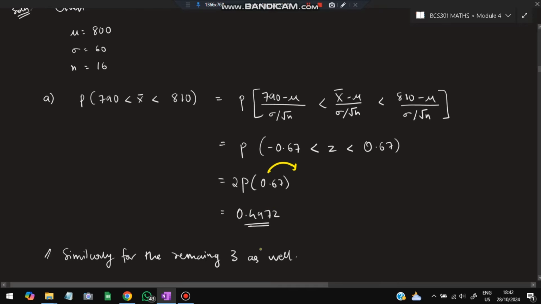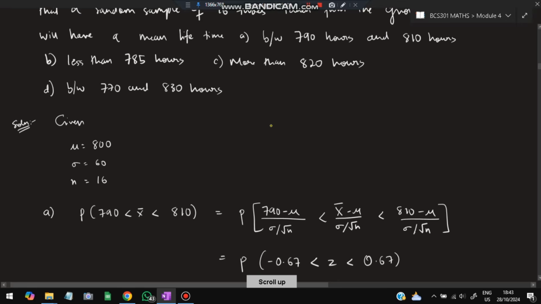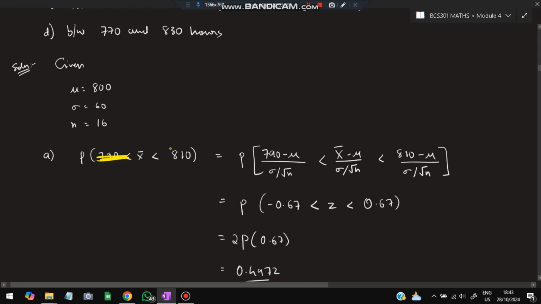Similarly for the remaining three also you'll be doing the same thing, just instead of in between you have to calculate whatever they have given. If they have given less than, just take less than and don't take this part here. If they have given greater than, just take this one, don't take greater than, and so on.